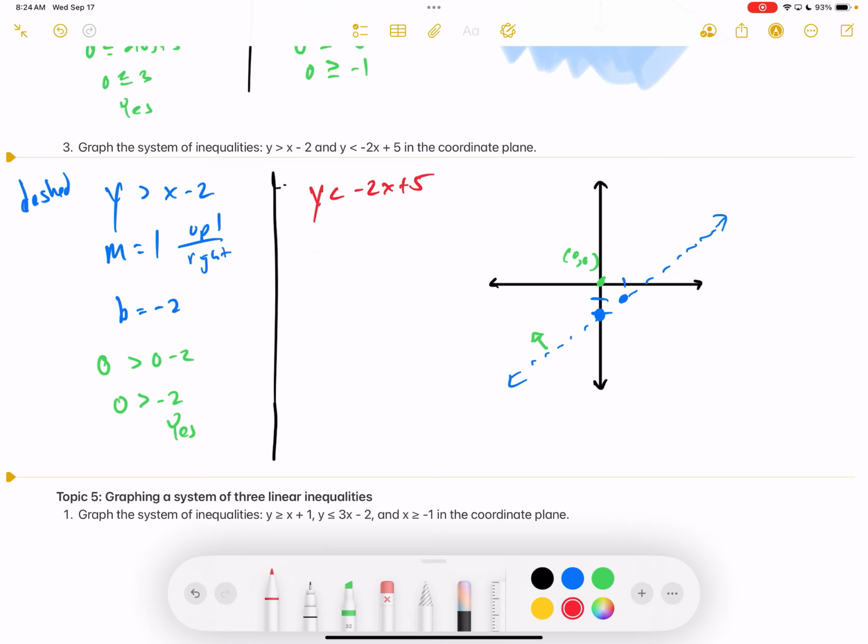Now my red line, my slope is -2/1. So that would be down 2, not 1. Down 2 to the right 1. And my y-intercept is at 5: 1, 2, 3, 4, 5. So I start at 5, I go down 2 to the right 1. It is a dashed line.